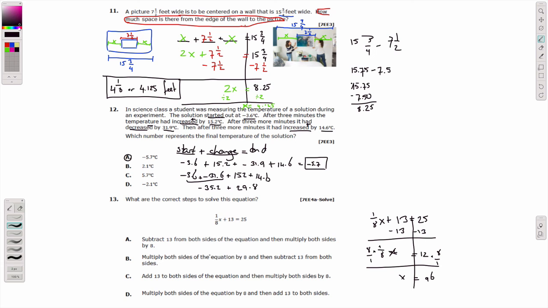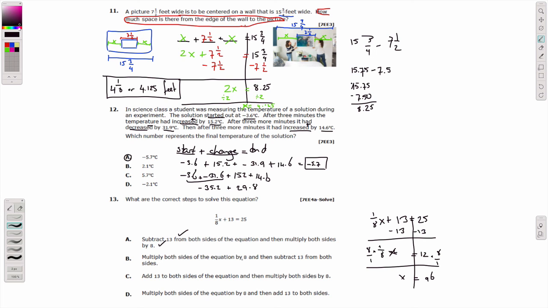So now, what are the options here? Option A, subtract 13 from both sides. Yes, that's correct. And then multiply both sides by 8. Well, yes, that is what I did. Okay, so that looks like that's the correct choice, but let me check the other ones.